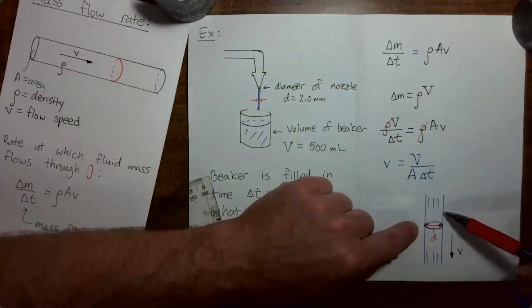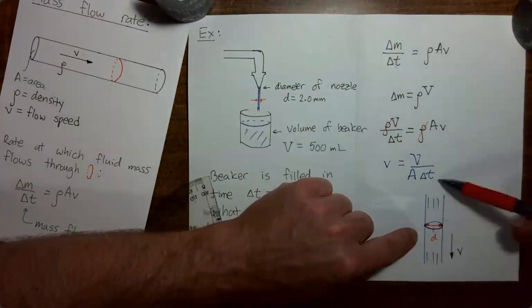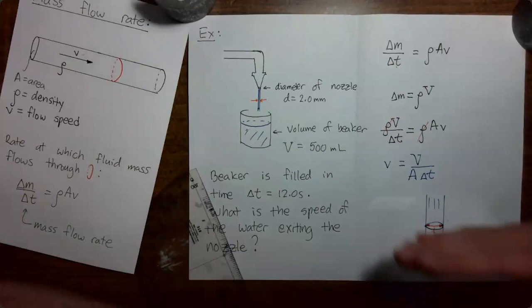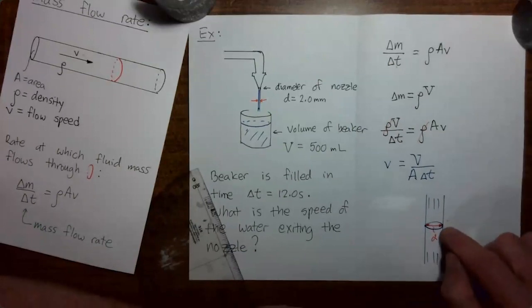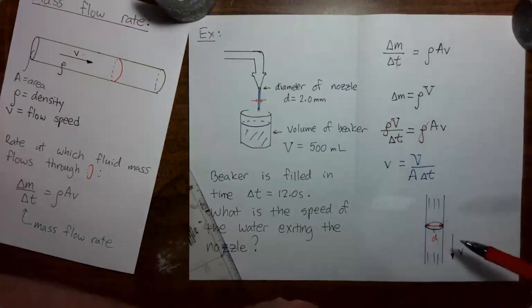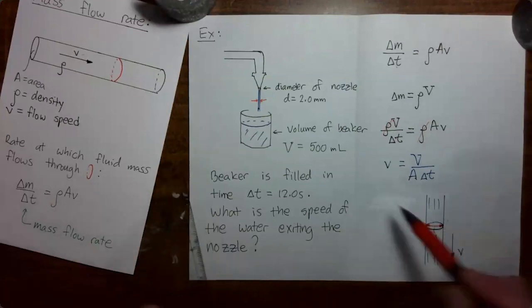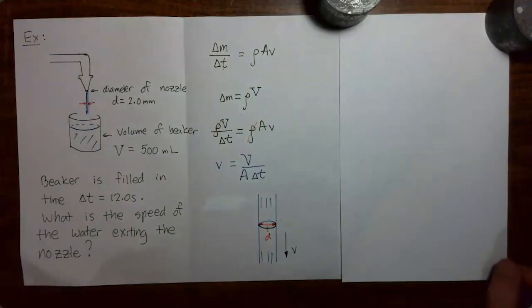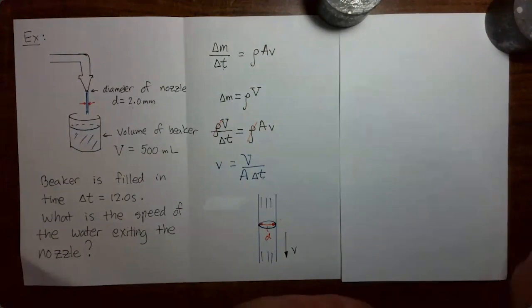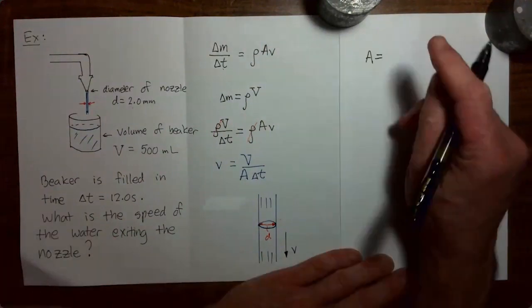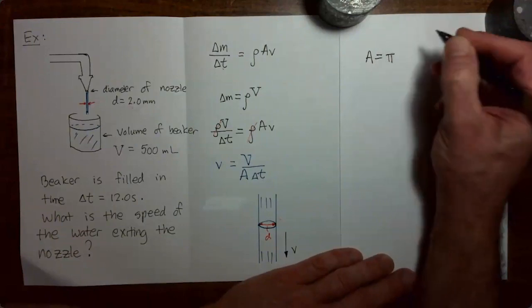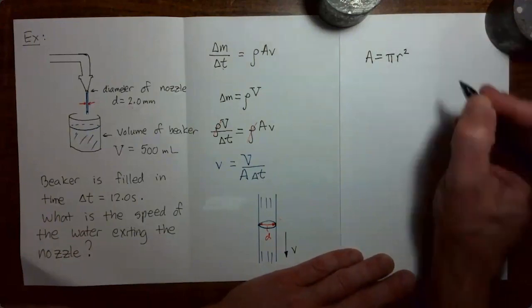Here I've drawn a figure which is supposed to illustrate that stream of water coming out of the nozzle. If we could take a slice through the stream, we would see that it has a circular cross-section, and that circular cross-section has diameter d, given by that 2 millimeters that I mentioned earlier. Now, how do I find the area of a circle using the diameter? Well, you're familiar with the formula that says that the area of a circle is equal to pi times the square of the radius.